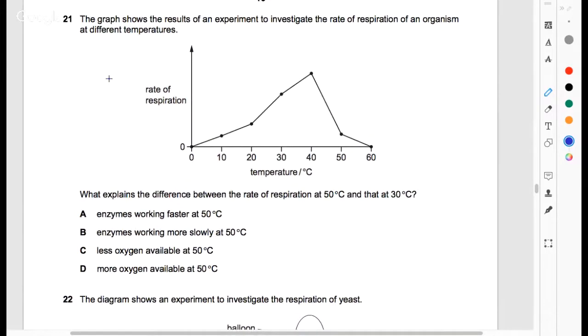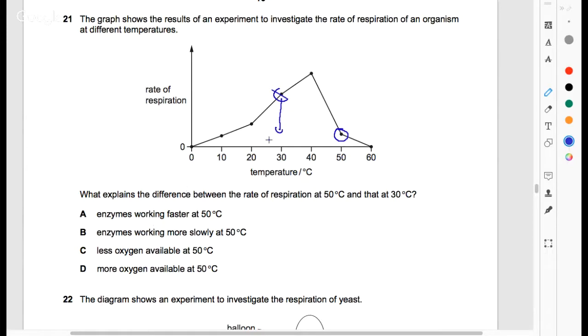Question 21. The graph shows the results of an experiment to investigate the rate of respiration of an organism at different temperatures. We've got rate of respiration along the y-axis, and we have temperature along the x-axis. What explains the difference between the rate of respiration at 50 degrees and 30 degrees C? So 50 degrees C here, rate of respiration here, 30 degrees C here. And we see that the rate of respiration has decreased.